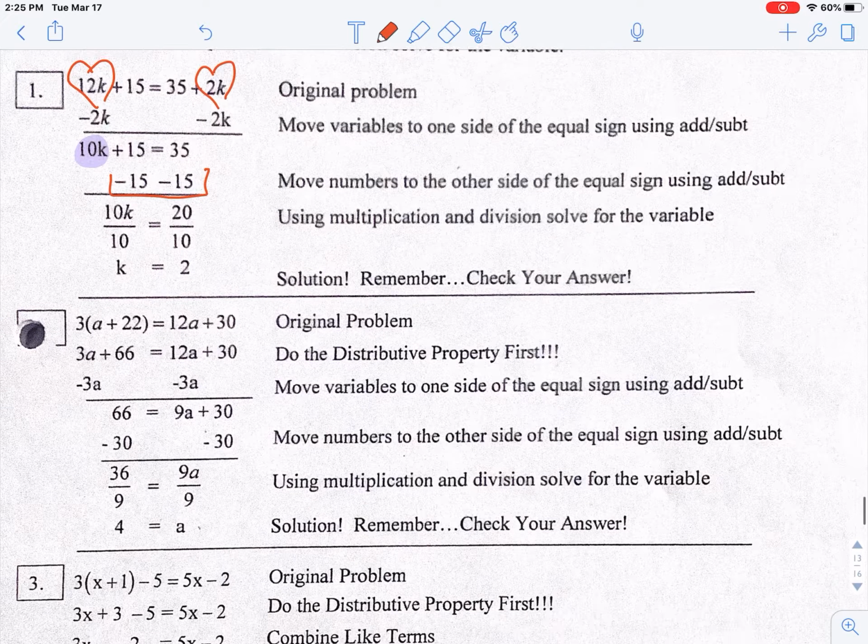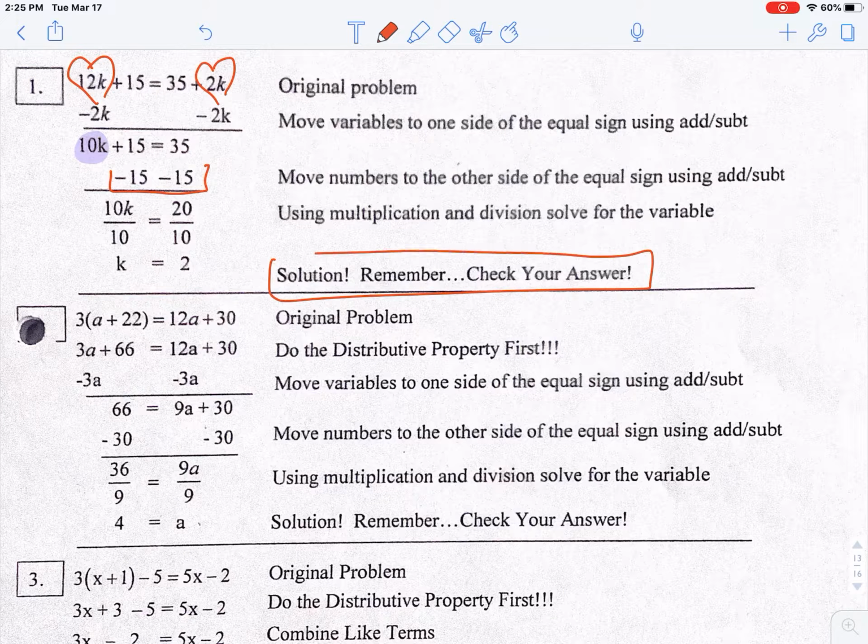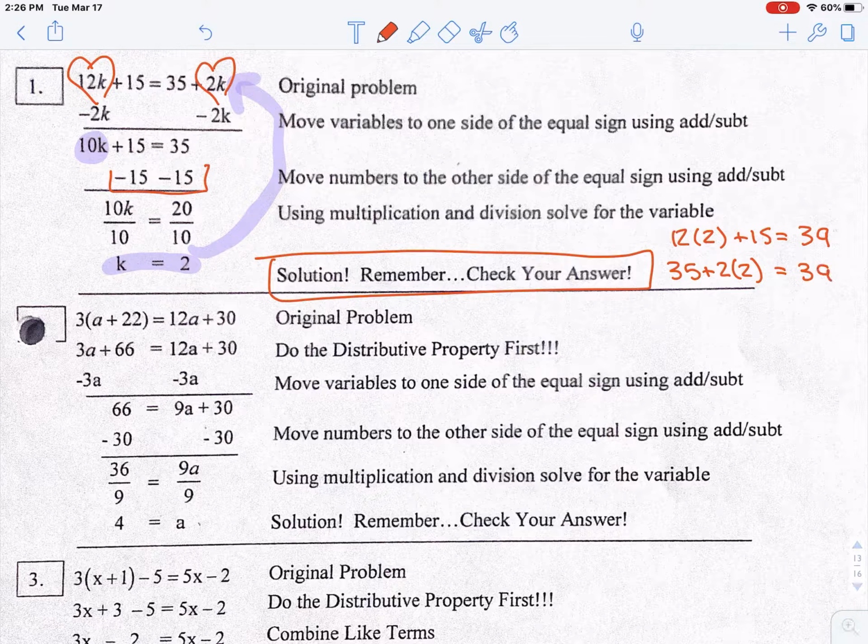Now the one thing, and it always says solution, remember to check your answer. And the way you can check your answer, before I move on to this next one, all we could do is plug what we got for k back into our original equation and make sure it checks out. So we could have done 12 times 2 plus 15, and if we do that, we get 39, and then we can do this on the other side as well, so 35 plus 2 times 2, and we do get 39. So they're both equal. We know we did it correctly.